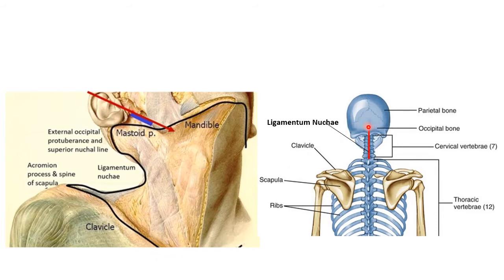Now posteriorly it is attached to the ligamentum nuchae. Ligamentum nuchae is attached above to the external occipital protuberance and below to the 7th cervical vertebra. So it is attached to the ligamentum nuchae posteriorly in the midline, and from there goes to the spine of the scapula. Anteriorly in the midline it is attached to the symphysis menti, then the hyoid bone, and then the jugular notch of the manubrium sterni. So that was the superior, inferior, anterior and posterior attachment of the investing layer of the deep cervical fascia.